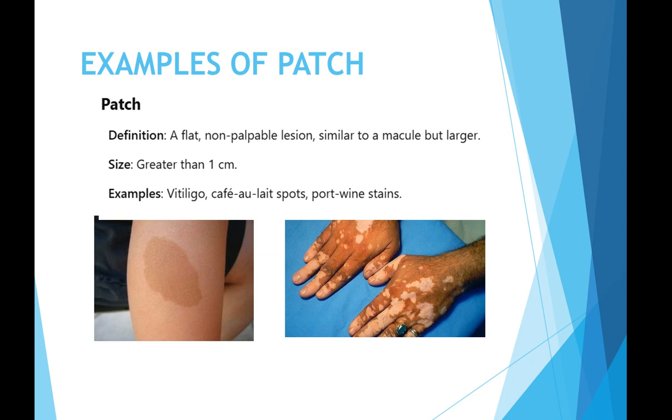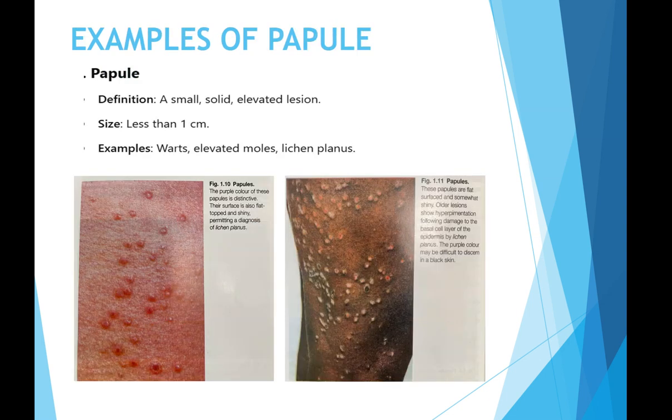Now we have the patch. Patch is similar to macule. It is also a color change. Means this lesion is basically a color change lesion. It could be hypopigmented or hyperpigmented. So it's also a non-palpable lesion. It's a flat lesion and similar to macule, but it's larger in size. Like it's greater than 1 centimeter. Okay. What are the examples? Like vitiligo, cafe au lait spots, and port wine stains. These are the characteristics in which you'll find patch. You can see over here, this is a patch, like these are also the patches, like this is the hypopigmented and this is the hyperpigmented patch.